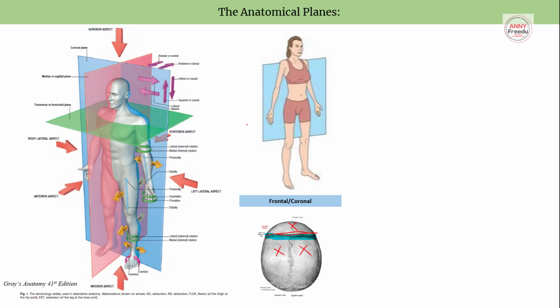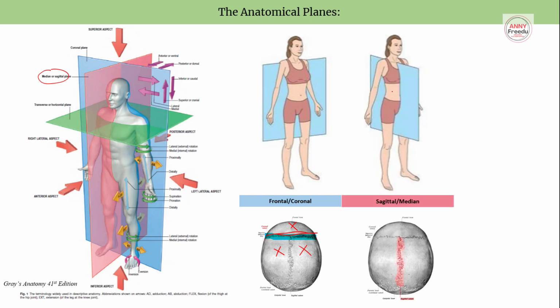Another plane that I want to discuss is a sagittal or median plane. Median means in the middle, in the center. Sagittal, we can also call it a vertical plane. The sagittal plane divides the body into right and left parts. And right now I want to explain why we call that a sagittal plane.